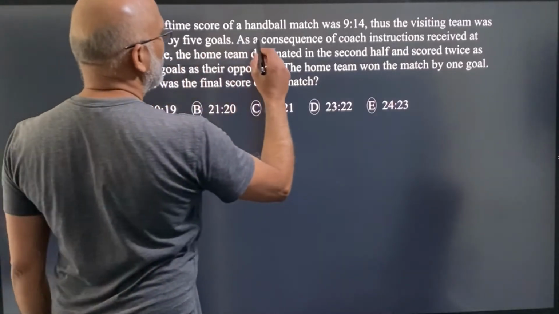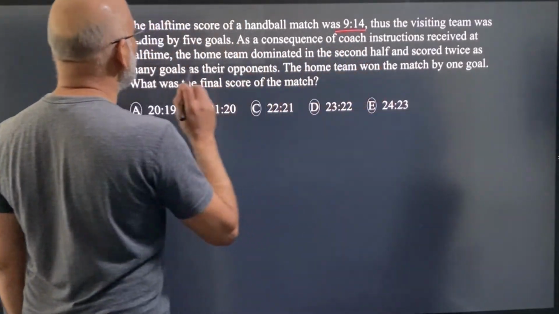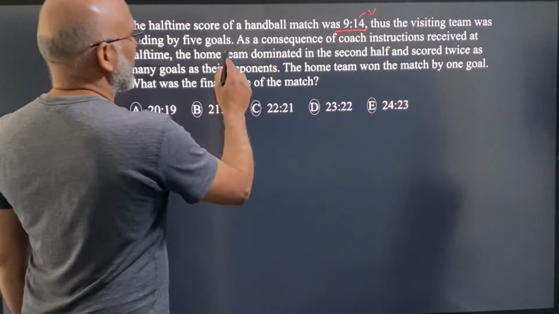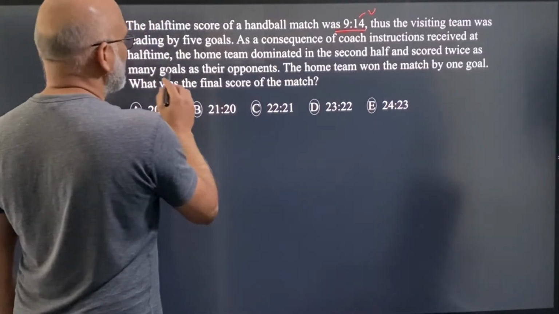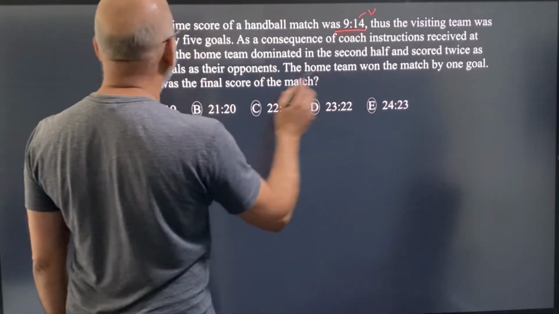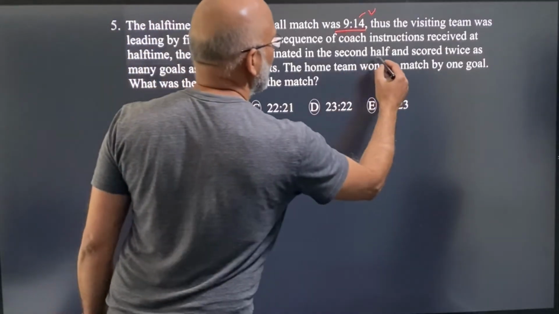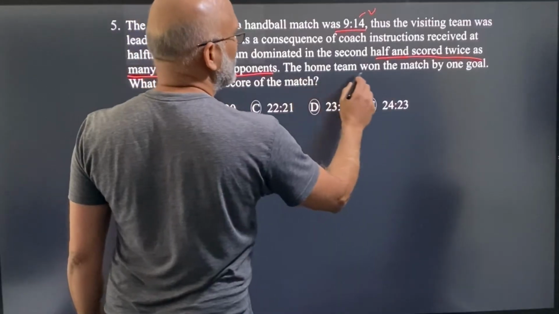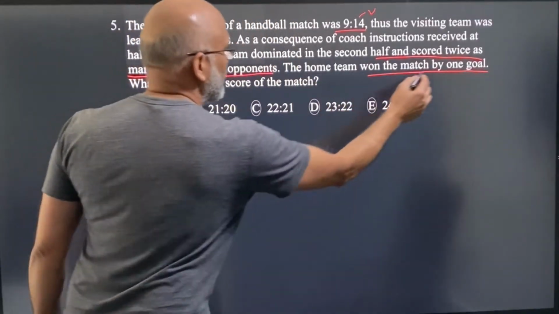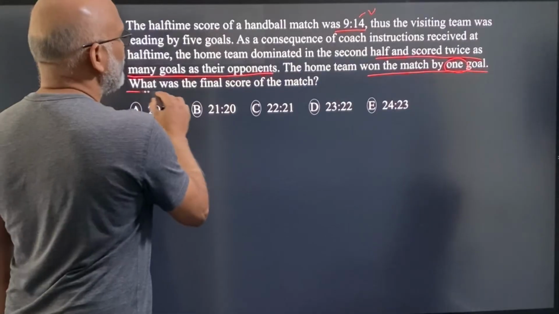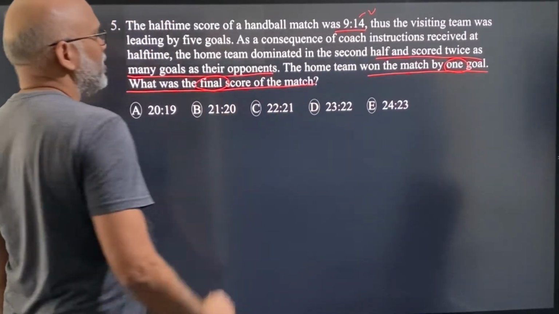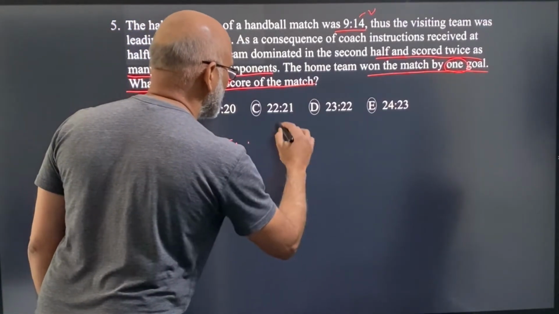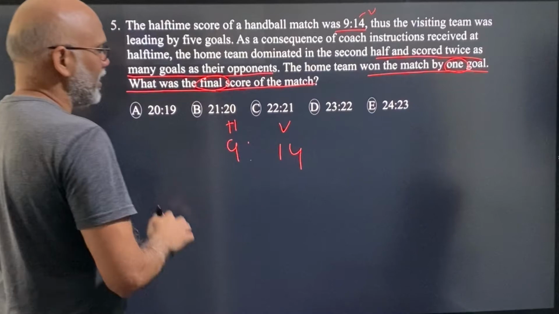The halftime score of a handball match was 9-14. Thus, the visiting team was leading by 5 goals. So this must be the visiting team. As a consequence of coach instructions received at halftime, the home team dominated the second half and scored twice as many goals as their opponents. The home team won the match by 1 goal. What was the final score of the match? So 9-14. This was the visiting team, this was the home team.